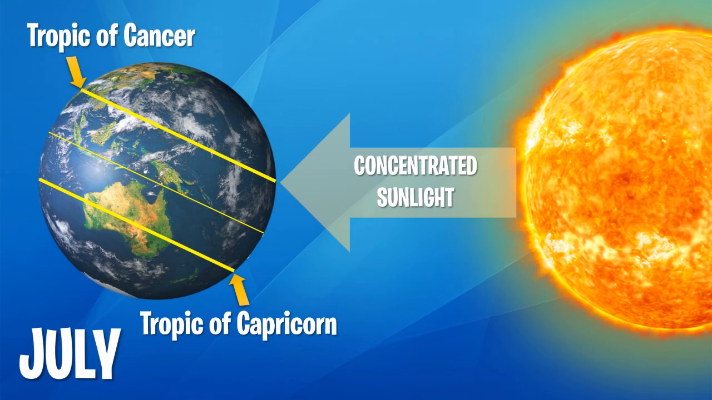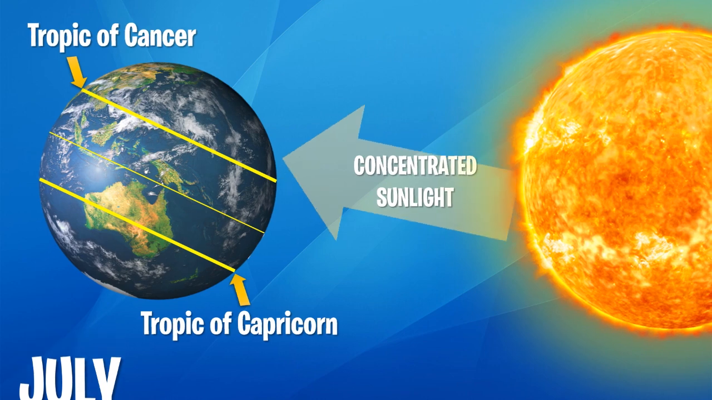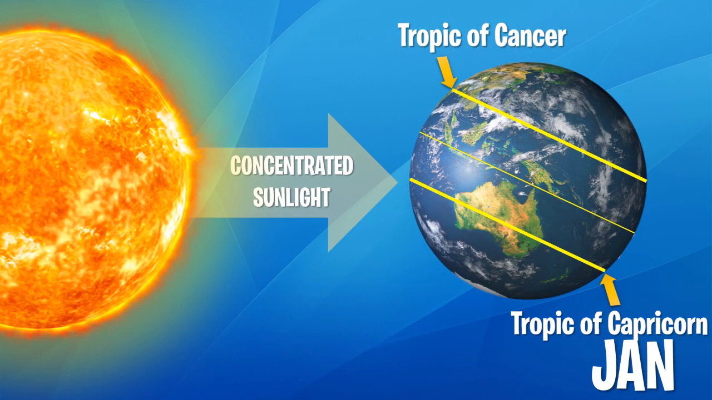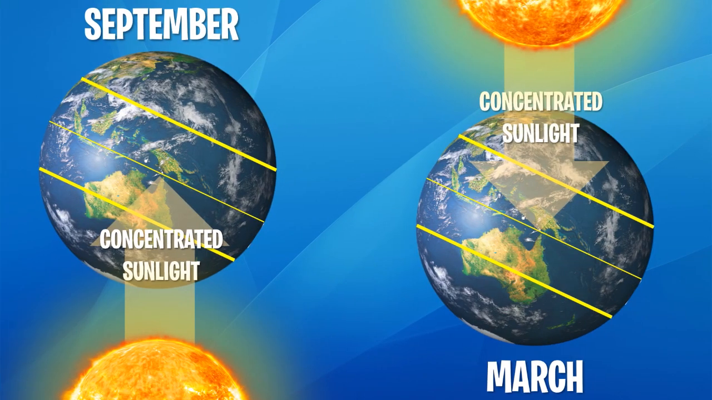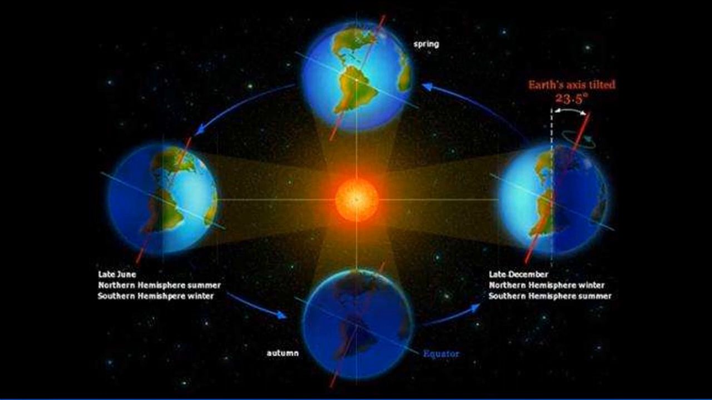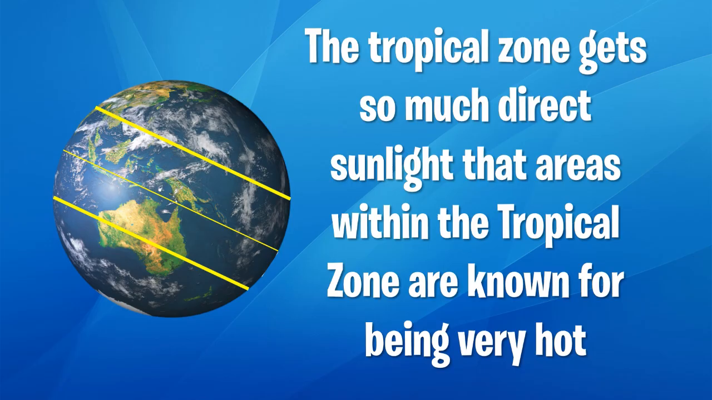Largely what we'll notice is that the concentrated sunlight in July will focus on the Tropic of Cancer, and 6 months later, you'll find that it will focus on the Tropic of Capricorn. What's interesting is that this same pattern will repeat in September and March, but instead of one of the tropics, it will focus on the equator. So that would indicate that at some point throughout the year, either the Tropic of Cancer, the equator, or the Tropic of Capricorn will receive the focus of the sun's energy.